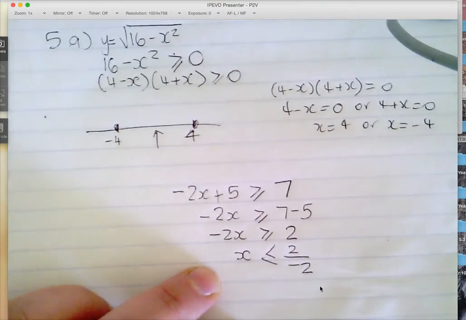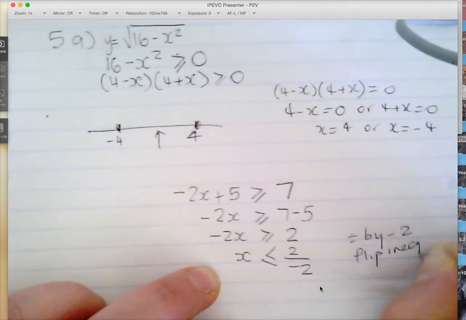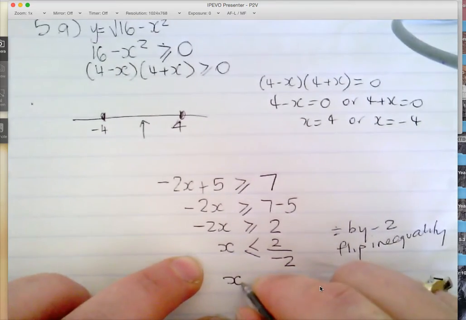Because I'm dividing by a negative, I need to flip the inequality sign. When you divide by negative 2, did you change the sign? What she's saying is the sign in front of the 2. Where did you get the 2x plus 5 from?